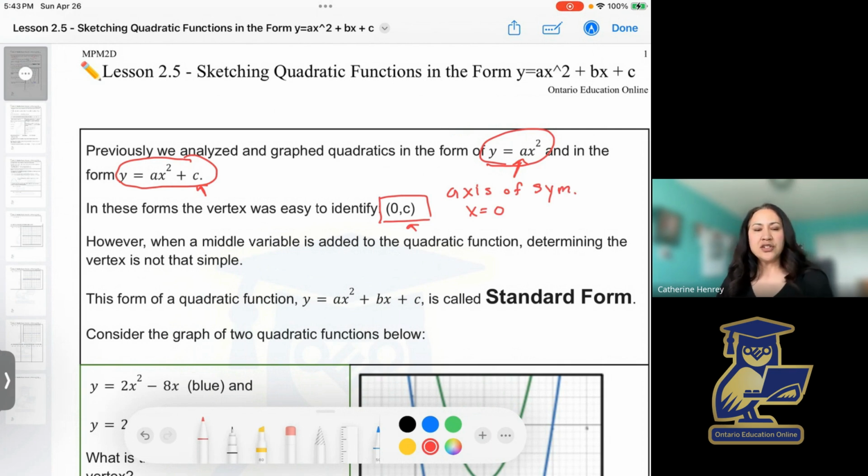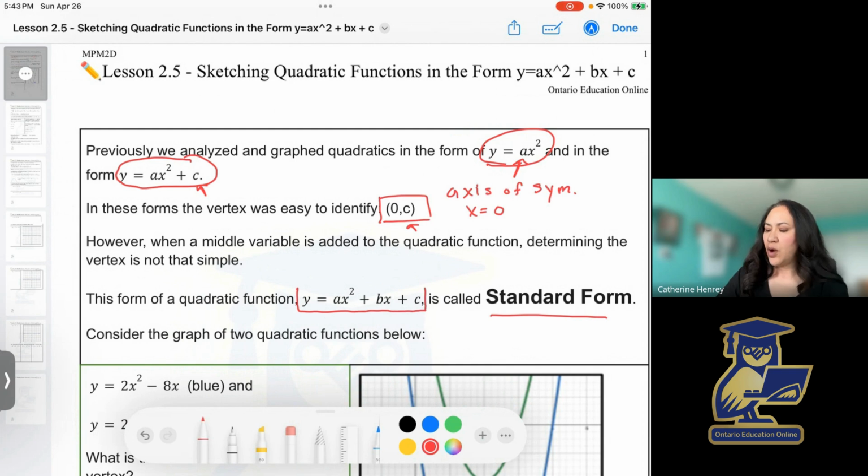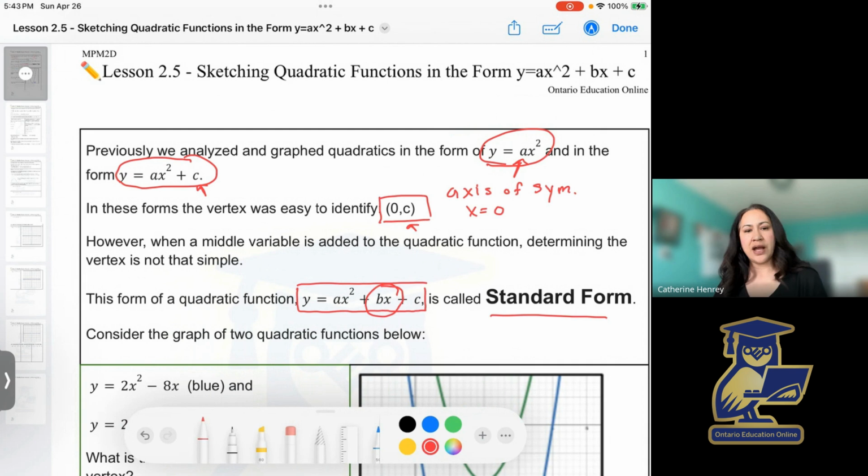But we eventually want to build up to that standard form. So standard form is equal to y equals ax squared plus bx plus c. So we're now introducing this middle term into our quadratic. And so now when we do that, determining the vertex and other characteristics are not as easy. So let's take a look.